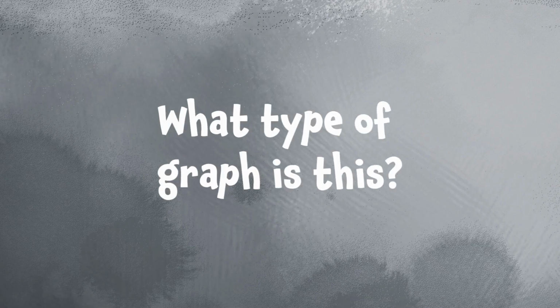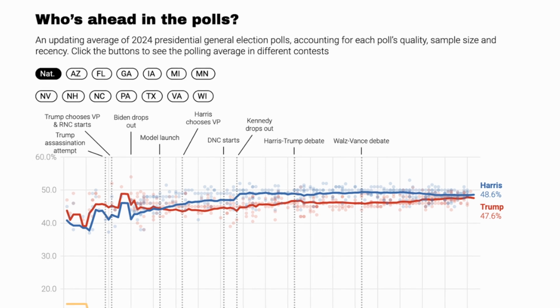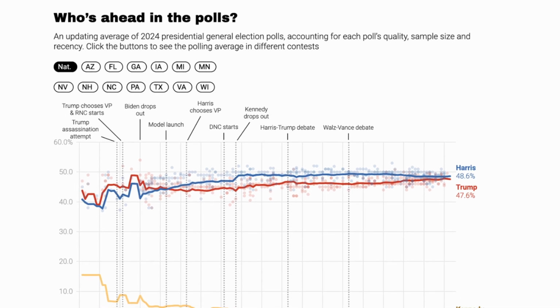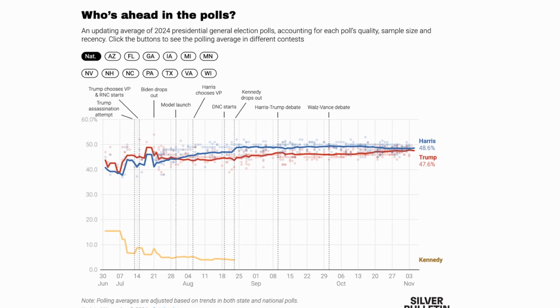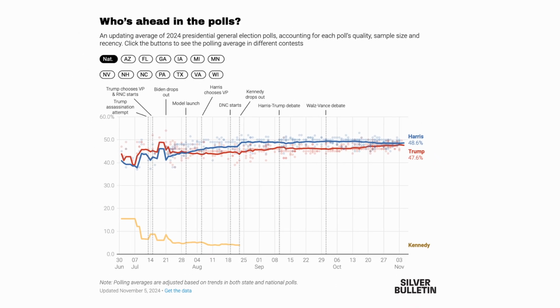The first step is to identify what kind of graph we're looking at. This is a line graph. Line graphs are great at showing numbers over time. Here we see how the poll numbers for each candidate have changed over time. The colors help us quickly see which line represents which candidate. Blue for Harris, red for Trump, and yellow for Kennedy, who dropped out partway through. Teaching kids to recognize different types of graphs and their use cases is a great way to introduce them to data and build their visual vocabulary.